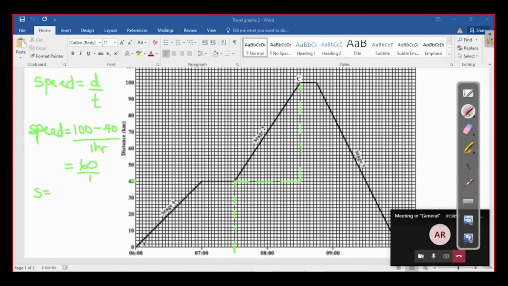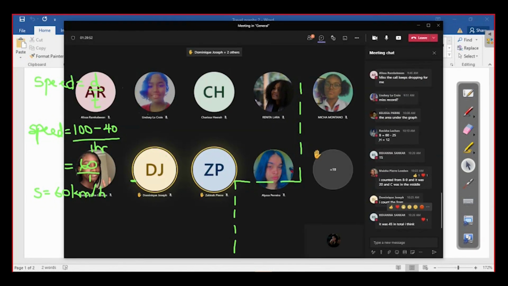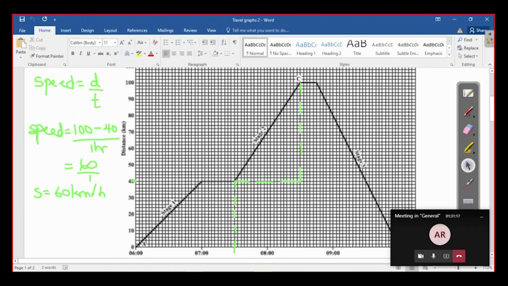So our speed here is 60 kilometers per hour. Alright, anybody was able to get that? 60 kilometers per hour? Kilometers per hour. Alright, so I see you have 3 hands. Lovely. 3 hands up. 60 kilometers per hour. Okay, so if you didn't get to do the work for this graph, at least you're seeing how to interpret it, so you'll be able to make a nice little attempt at it. Alright, so 60 kilometers per hour is our speed for completing stage 2.